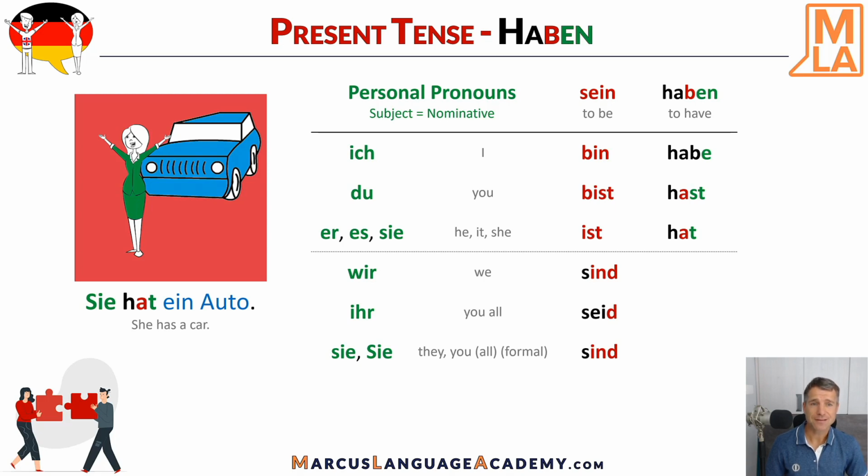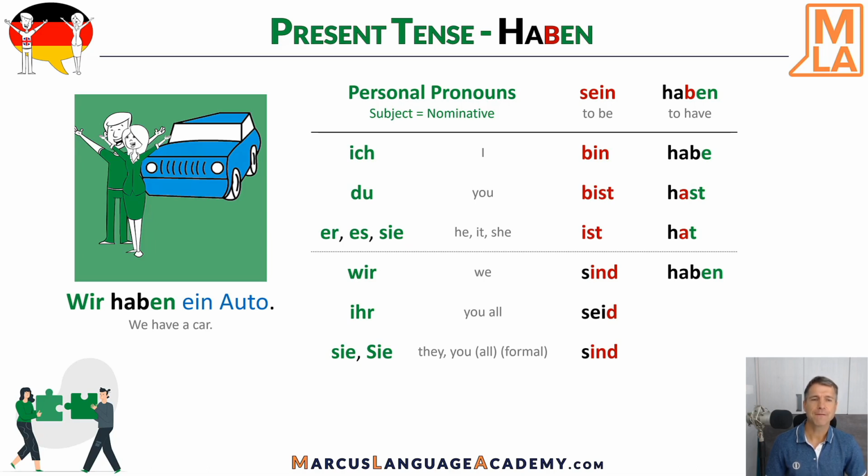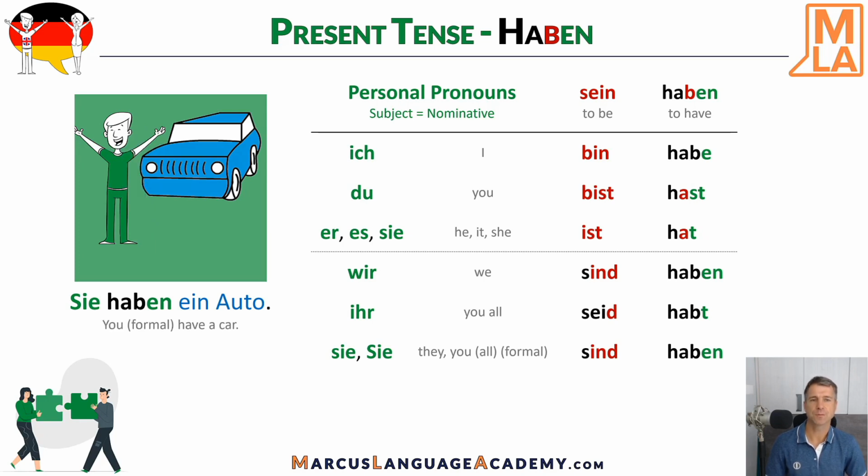The good thing is that the plural is again completely regular. Wir haben ein Auto. We have a car. Ihr habt ein Auto. You all have a car. Sie haben ein Auto. They have a car. Same for the formal speech. Sie haben ein Auto. You, formal way, have a car. Sie haben ein Auto. You all, formal way, have a car.